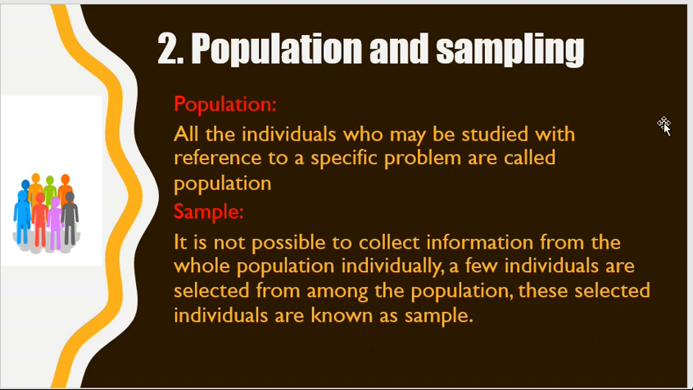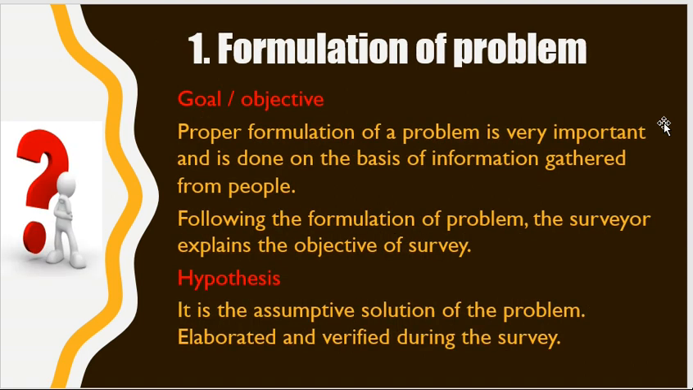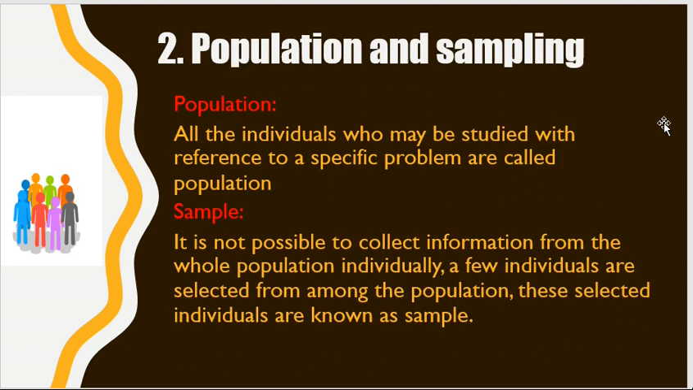Second stage of survey method is population and sampling. Once the problem has been determined, once a hypothesis has been formed, then we look for the population and we get a sample of that population and we apply our questionnaire to that population.